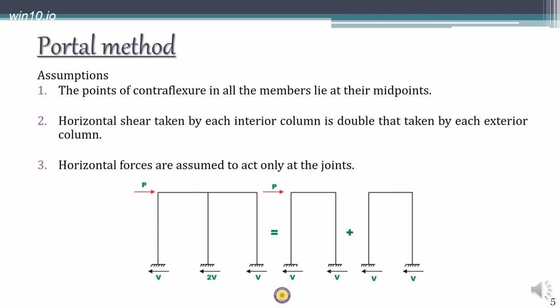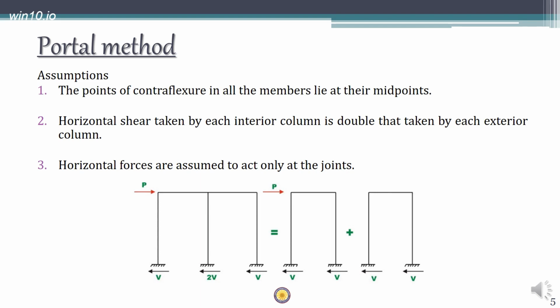The Portal method is based on the following assumptions. The first important assumption is that the point of contraflexure in all the members lies at the midpoint of the member. This point of contraflexure is nothing but the point where the moment is zero, so these points can be considered to be a hinge where moment is zero.